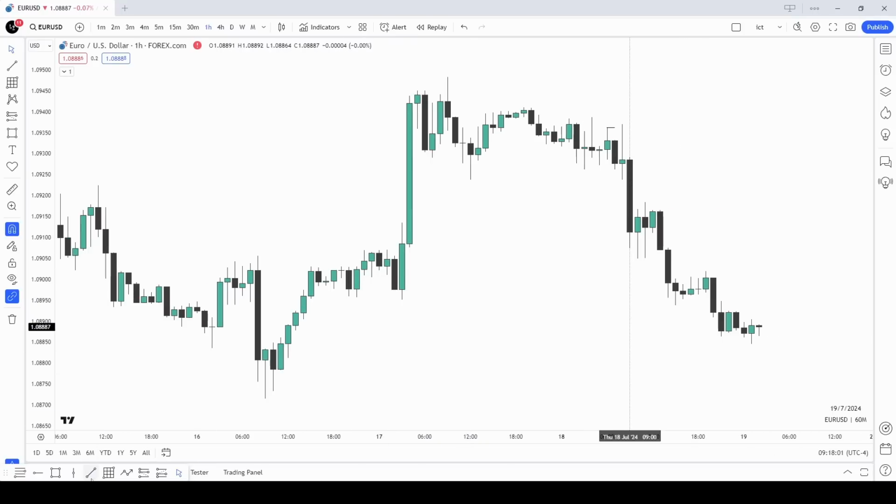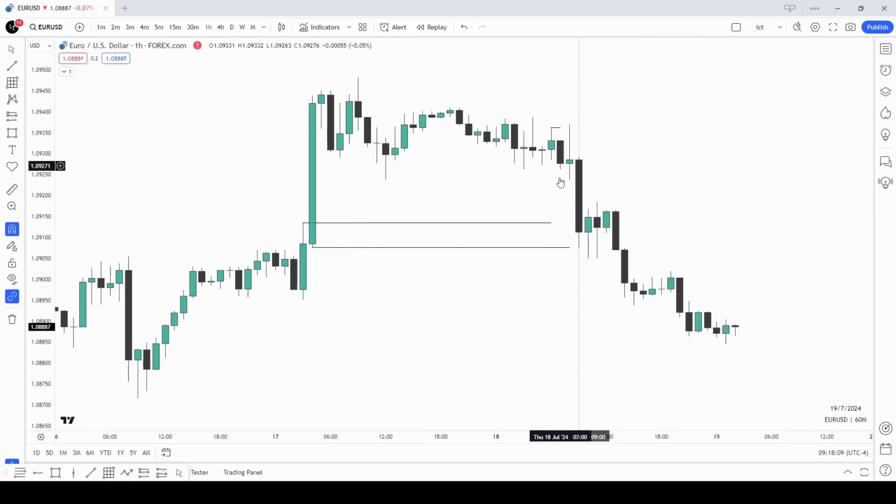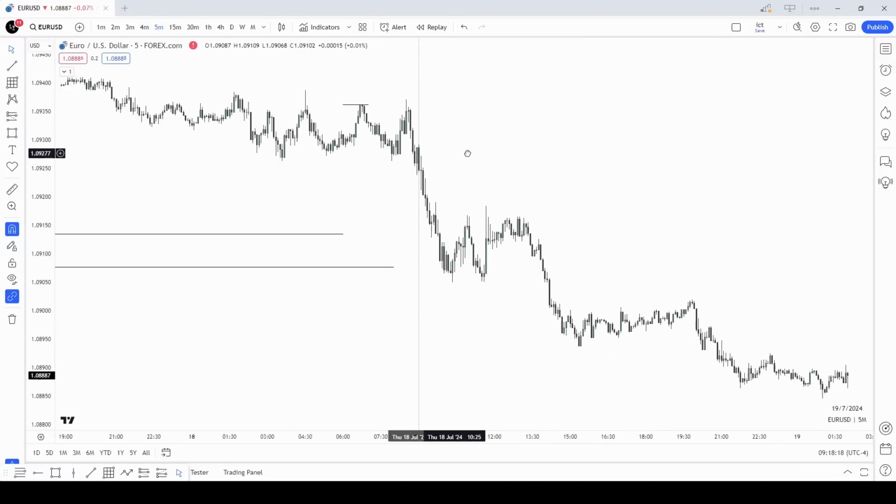What can we be aiming for? The bottom of this fair value gap. That's a really nice target. And you have this smaller fair value gap inside here. So let's again dive into this candle. Now that we've outlined some logic, let's dive into this candle and see if we can find a nice fair value gap to trade from.